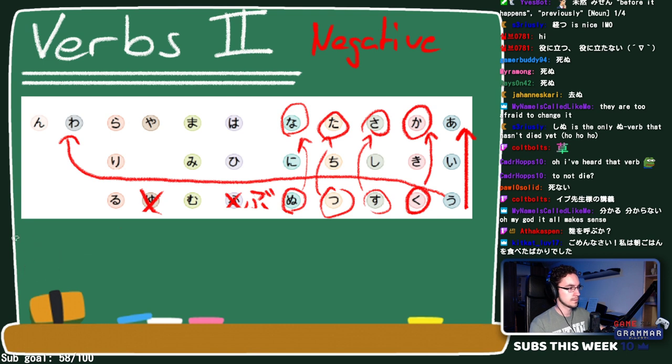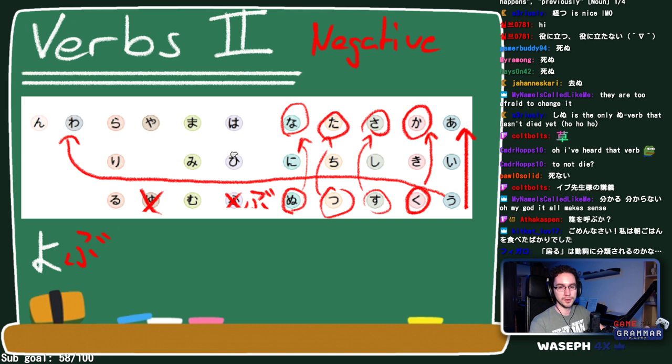So we use yobu as an example here. Yobu. Again, this will be red because it's our ending. Yobu. What is bu? Well, if hu turns into ha, then bu probably turns into ba, which it does.